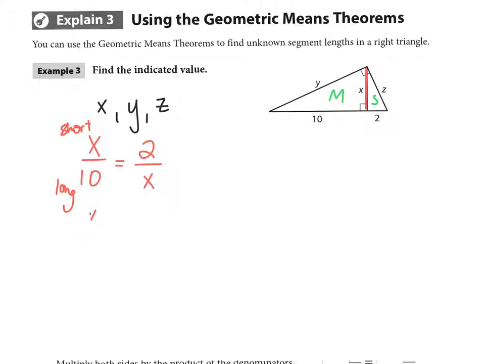That's going to give me x squared. x times x is x squared, right? Equals 20. And then to get x by itself, you all know we take the square root. So far this year, we've just left this as the square root of 20.